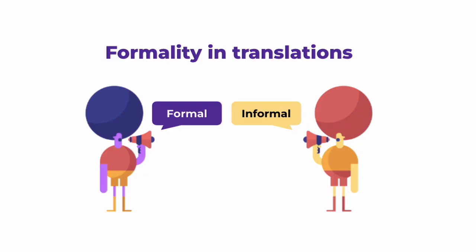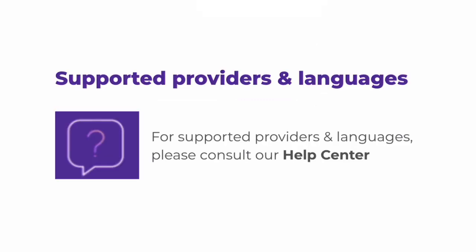Some target languages may distinguish between a formal and informal tone when addressing the reader. So, depending on how you would like to address your audience, you may want to instruct your machine translation provider to use a formal or informal style. Certain machine translation providers allow you to specify the desired level of formality for the translation output. We would recommend checking our Help Center for more information about the supported providers and languages.